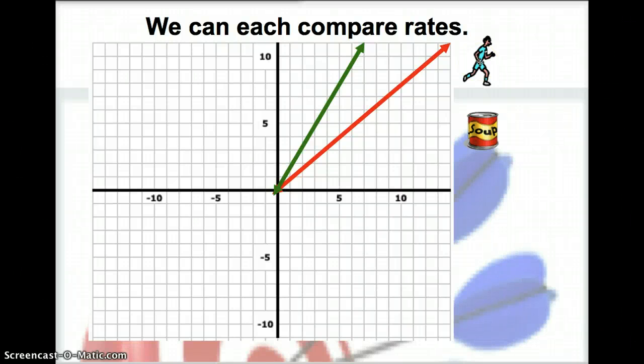All right, welcome to Chapter 7. This is Lesson 7.1.1. What we're doing today is we're comparing rates. So that is our learning target for the day.